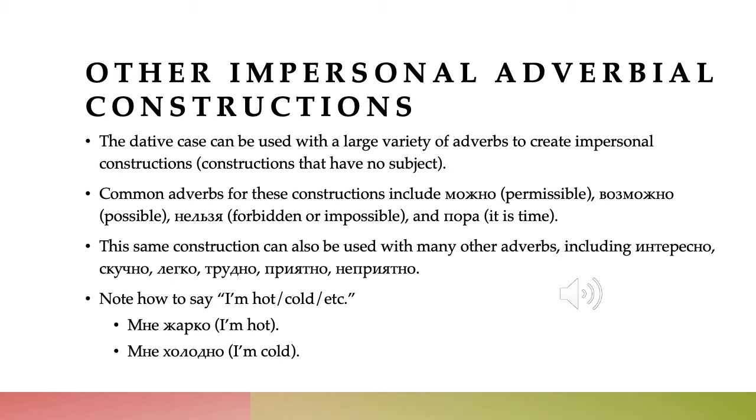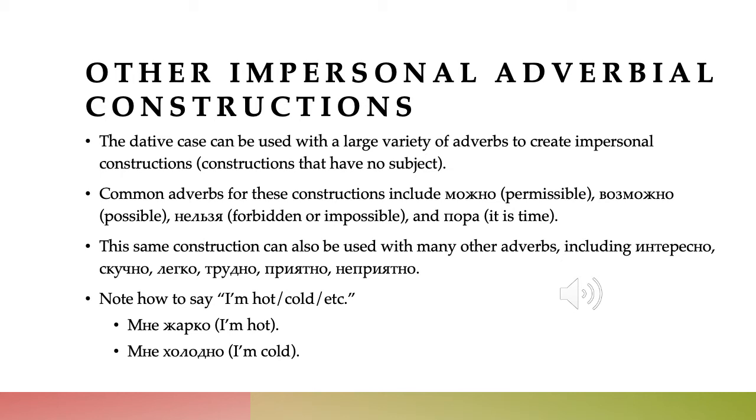And we can use this same construction with many, many other adverbs like интересно, like мне интересно, I'm interested, or this is interesting to me. Скучно, as in мне скучно, I'm bored. Мне легко, this is easy for me. Мне трудно, this is hard for me. Мне приятно, this is pleasant for me. Мне неприятно, this is unpleasant for me.